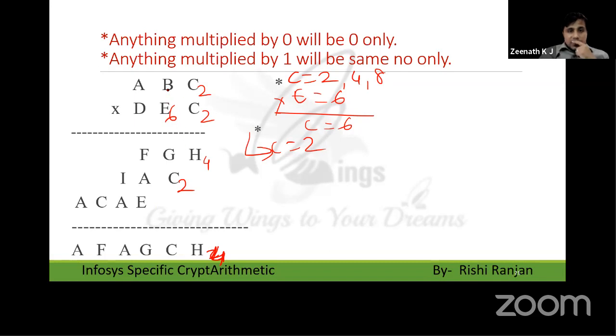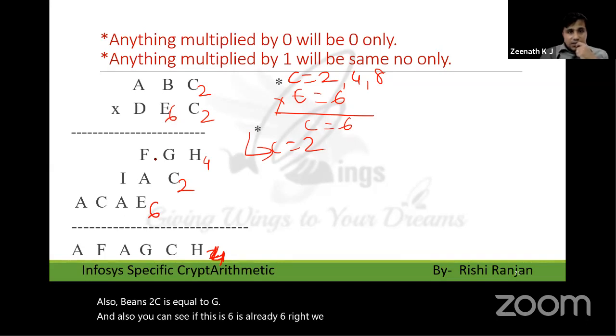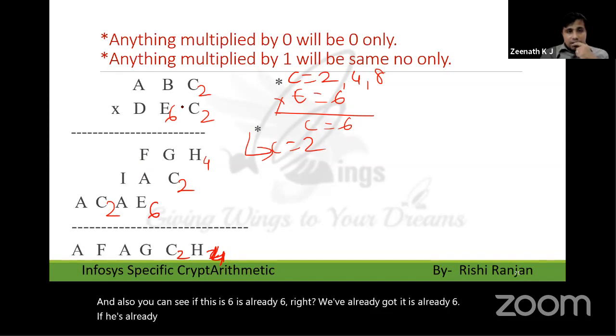Also, B is to C is equal to G. Okay. And also you can see if this is 6, it is already 6, right? We have already got it. It is already 6. If it is already 6, think what to multiply in this to get 6. 2 into what will be 6?